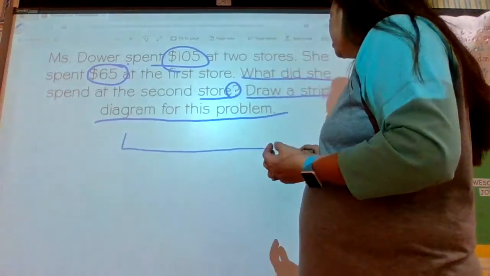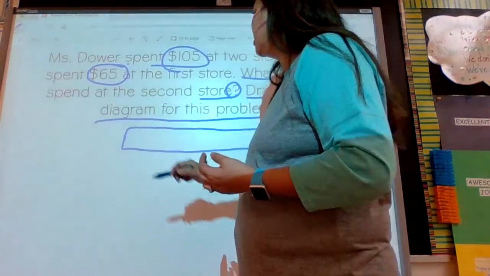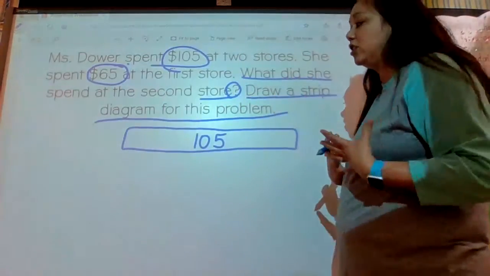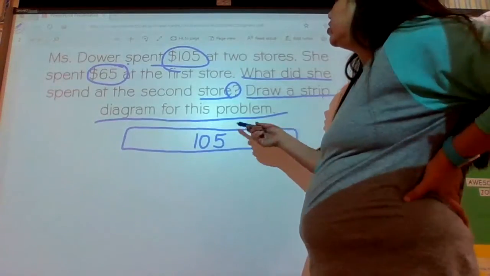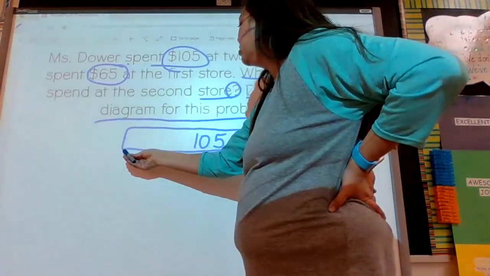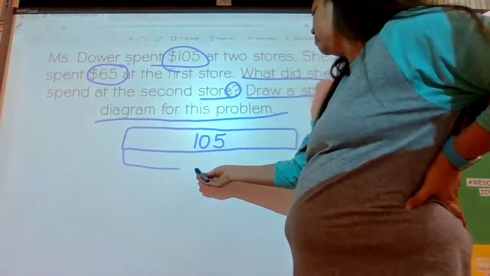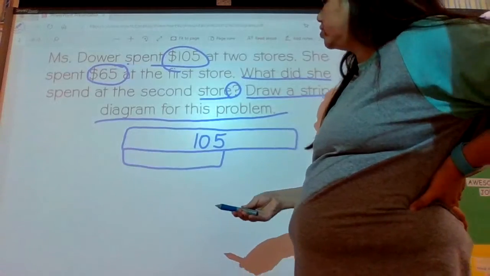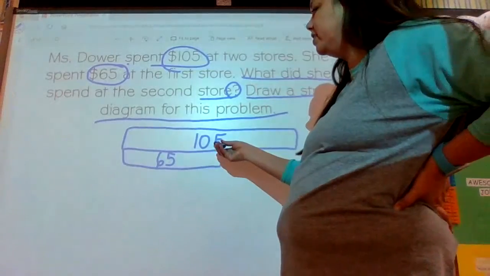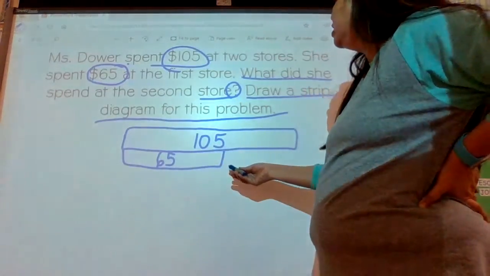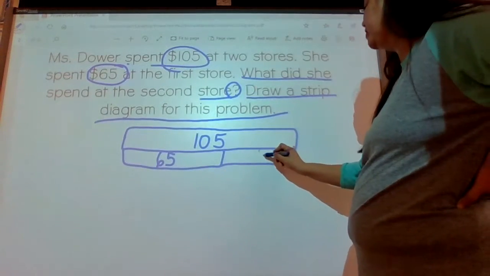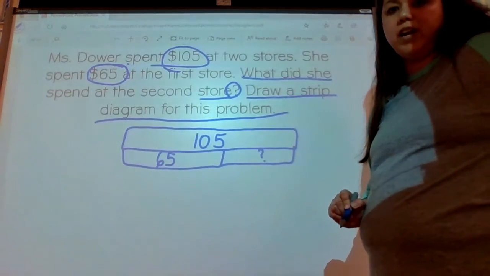So the first strip, the big strip, is going to represent what makes the whole. And that's how much money she spent altogether. Now she used part of this money and she went to 2 separate stores. So the first part, she spent about $65 at one store. So out of this money, that's how much she used. Then we don't know how much she spent at the second store, so that's our unknown, or our X.